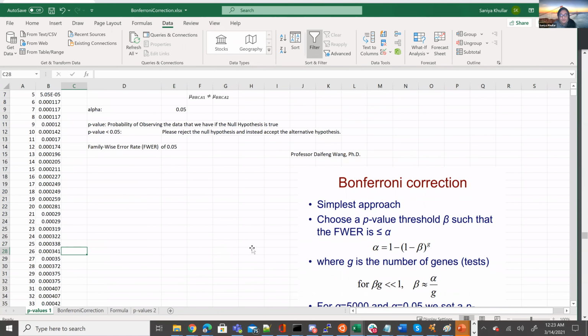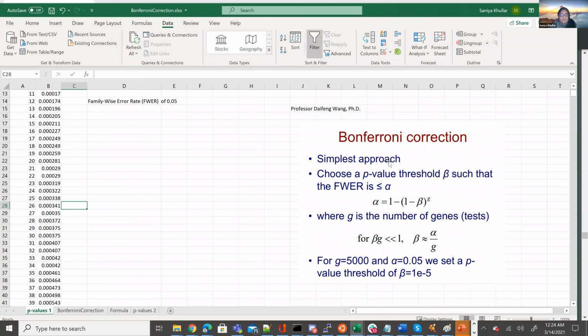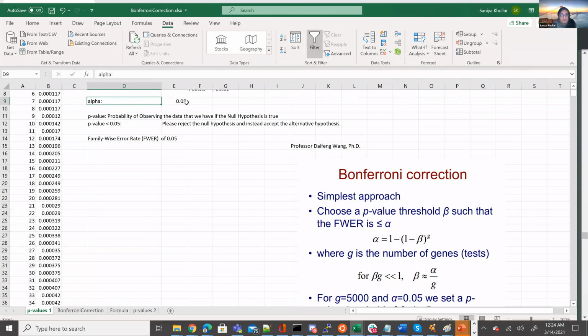So under the Bonferroni correction, we have the simplest approach where we choose a p-value threshold beta such that the family-wise error rate is less than or equal to alpha. Our alpha is 0.05, and we want a family-wise error rate less than or equal to 0.05. G is the number of genes or tests. Here we have 3,170 genes or tests. For beta times G much less than 1, our beta should be approximately alpha over G. This is our threshold.